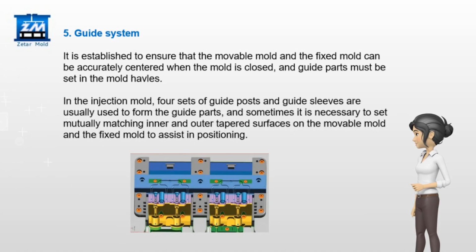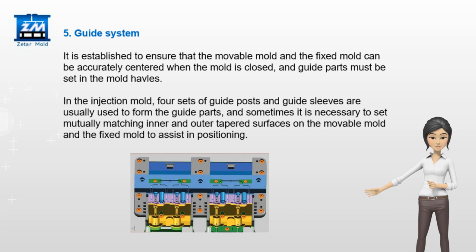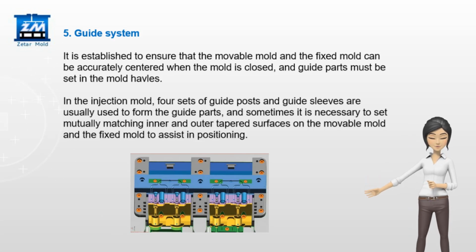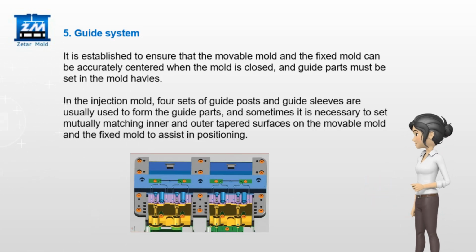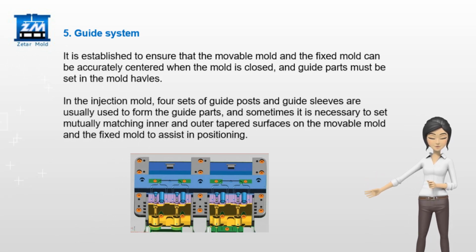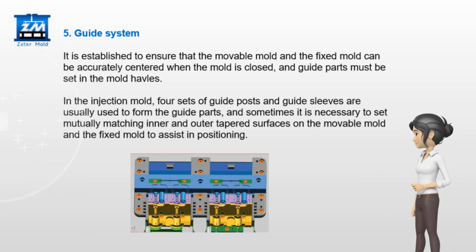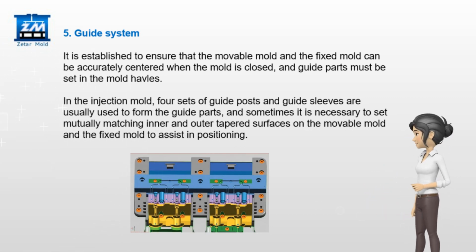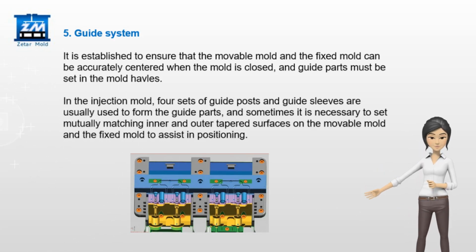Guide system. It is established to ensure that the movable mold and the fixed mold can be accurately centered when the mold is closed, and guide parts must be set in the mold. In the injection mold, 4 sets of guide posts and guide sleeves are usually used to form the guide parts, and sometimes it is necessary to set mutually matching inner and outer tapered surfaces on the movable mold and the fixed mold to assist in positioning.